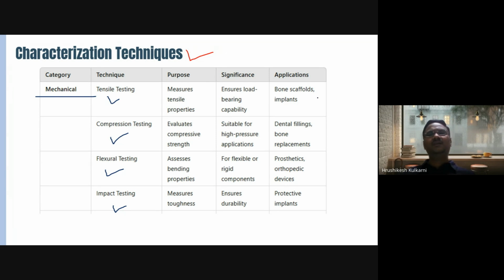Mechanical characterizations are used in bone scaffold implants, dental filling, bone replacement applications, prosthetics, orthopedic devices, and protective implants.